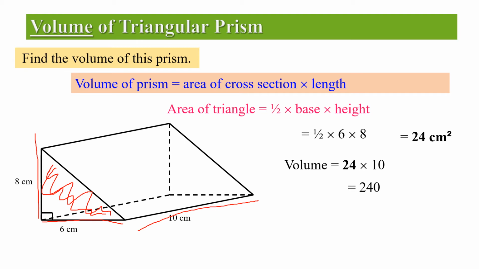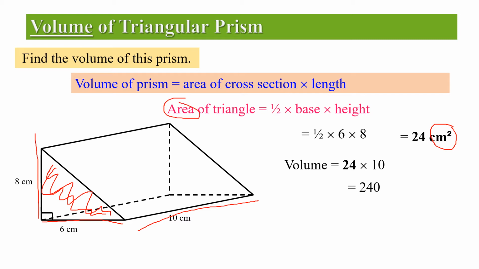So area of a triangle is a half base times height. So a half times 6 times 8 centimeters. 6 times 8 is 48. Half of 48 is 24 cm squared, because we are finding the area.